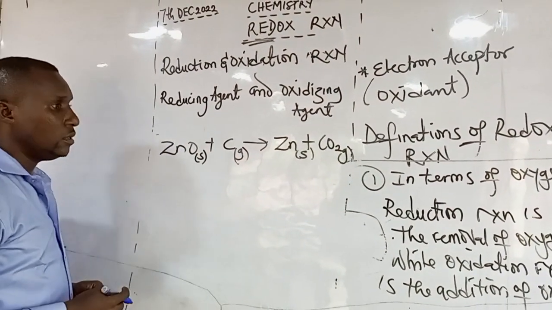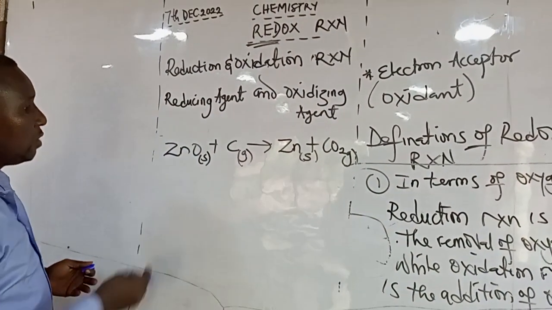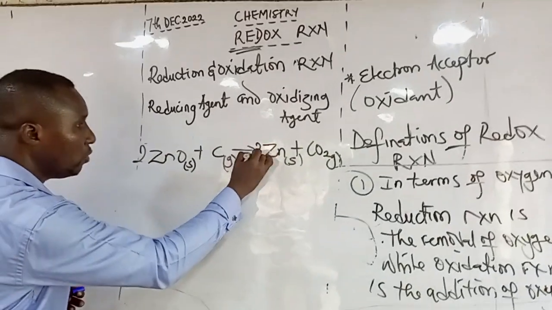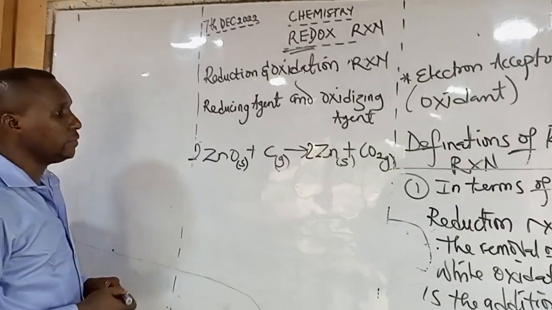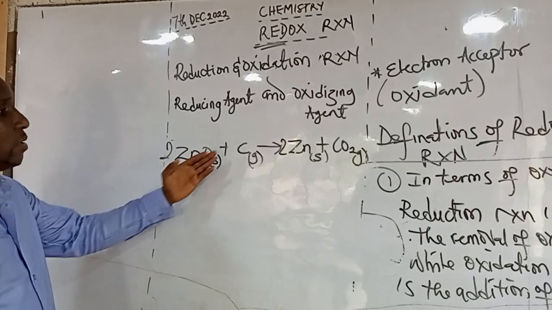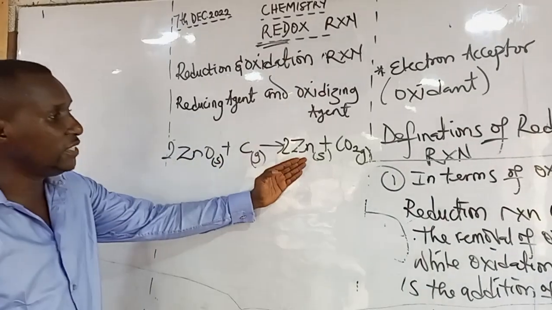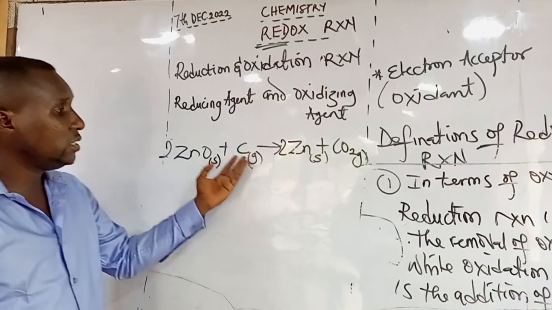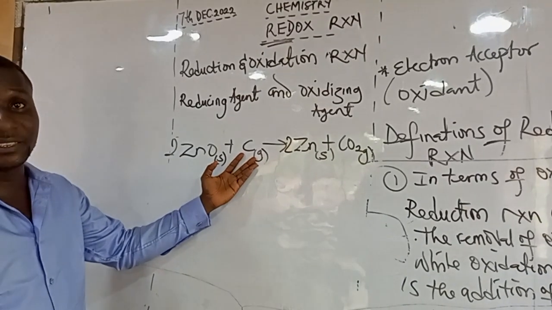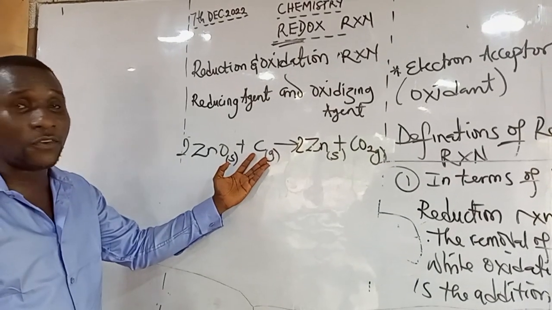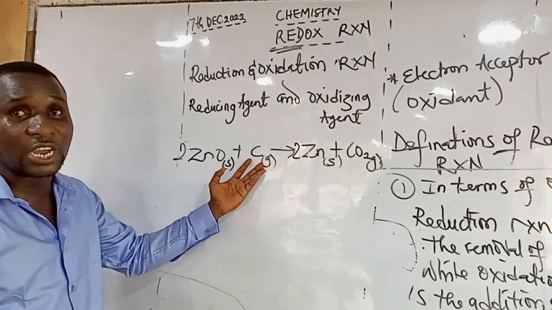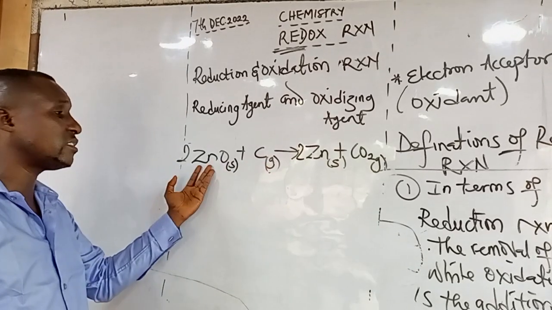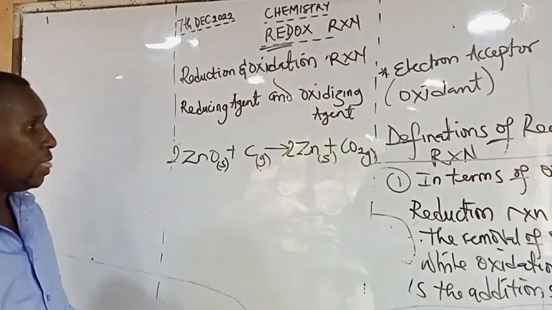When you have it, balance the equation, put 2 here, put 2 here. The equation is balanced. When you have zinc oxide plus what? Carbon to give zinc plus CO2. This carbon is known as coke. Coke is an amorphous form of carbon which is used in extraction of metals such as zinc from zinc oxide.